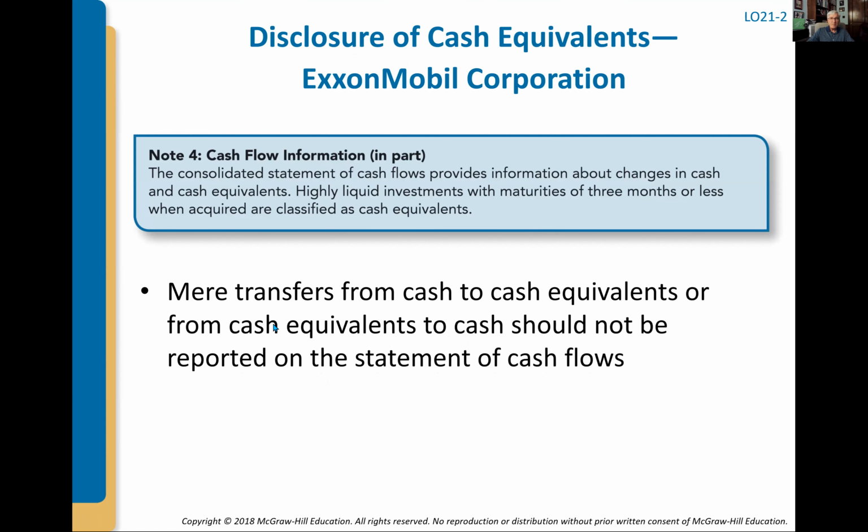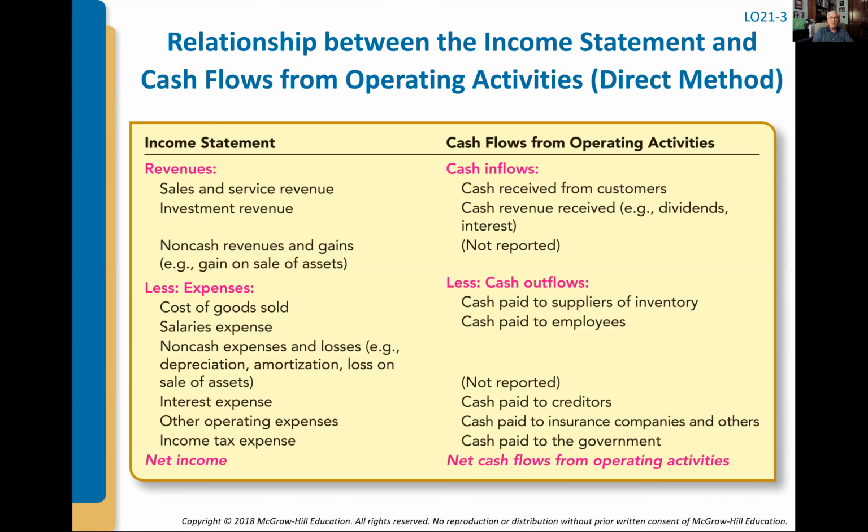And so here, ExxonMobil says highly liquid investments with maturities less than 3 months are classified as cash equivalents. So they're letting you know what they have in there as cash equivalents.